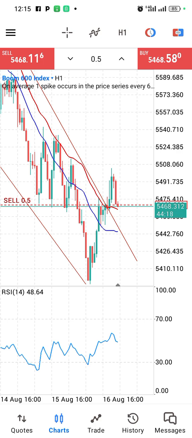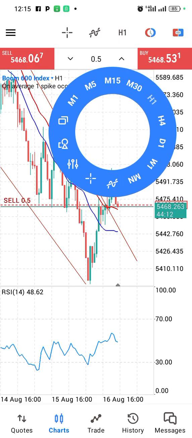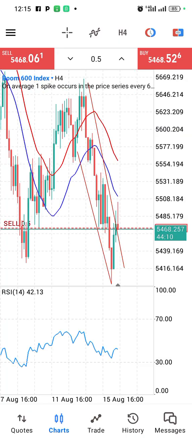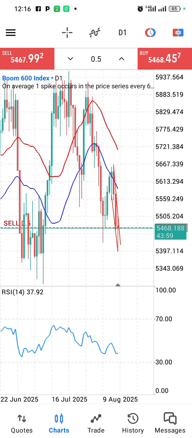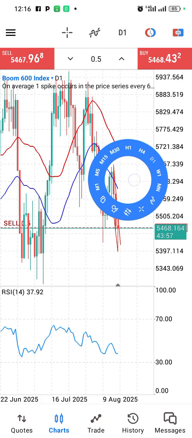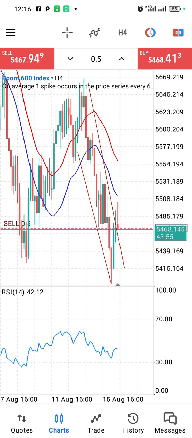So the question is why? Okay, now I'm going to explain the reason why. Now let us look at the 4-hour time frame. If you look at the 4-hour time frame, you can also see that the trend, the original trend, is actually sell. The daily is actually sell. Okay, we'll come back here.